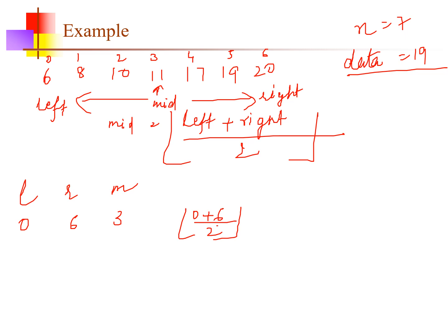Now how will left and right be updated? If the data is present in the right half, then right will not be updated, right will remain the same, and left will be updated. The value of left will be mid plus 1. Here mid is 3, so it will become mid plus 1, that is 4. So 4 plus 6 by 2, and if you do a floor division here, you can see the value I am getting as mid is 5.